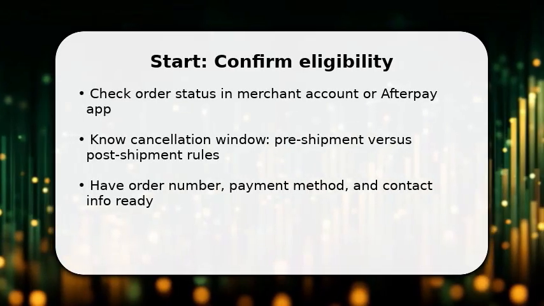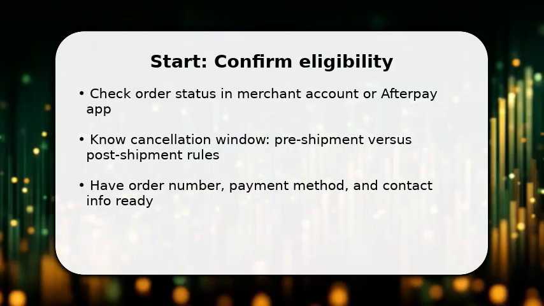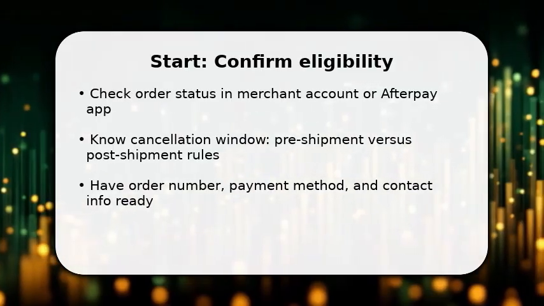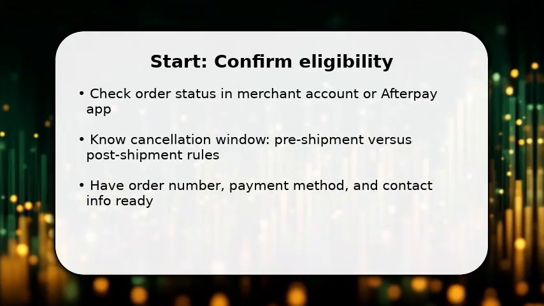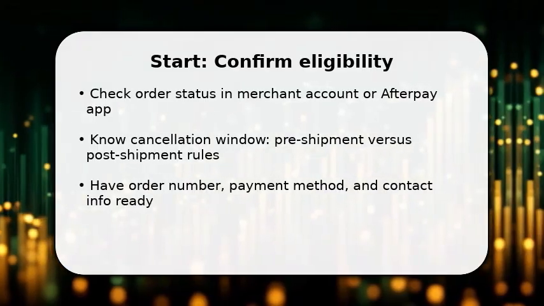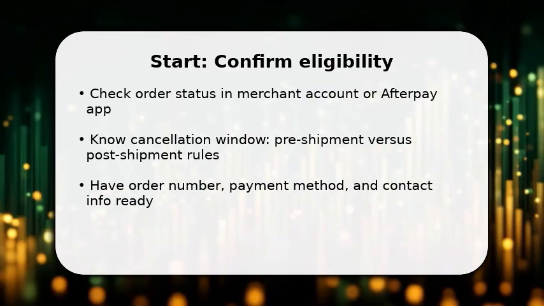You begin by confirming eligibility and why that matters. If the merchant hasn't shipped, cancellation is usually straightforward. Open the merchant order page and the Afterpay app, match the order number.